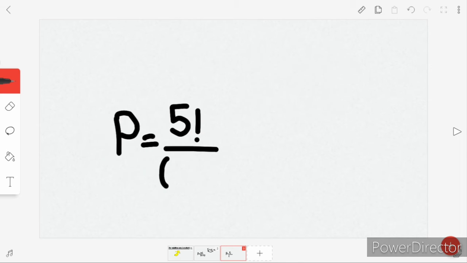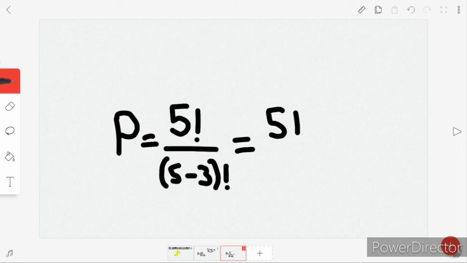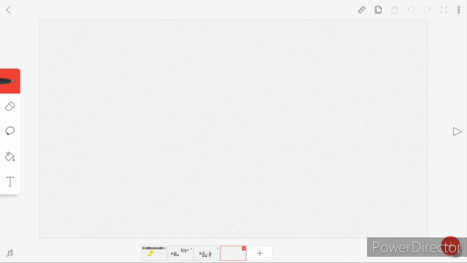So those are 5 minus 3 factorial. Okay? And that is equal to 5 factorial divided by 2 factorial. So now I can just show you how to demonstrate.